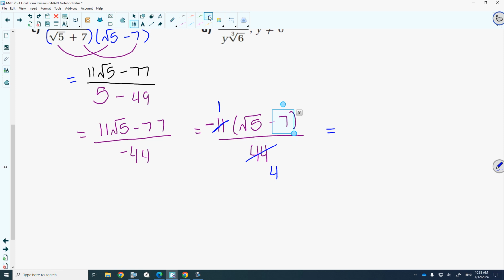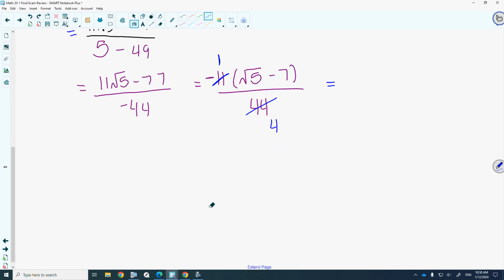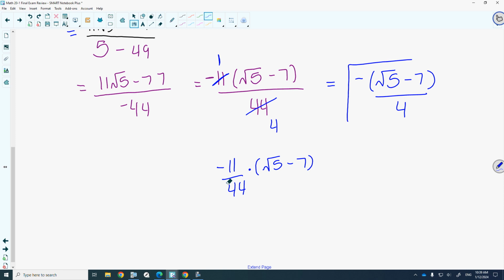Okay, I'm going to show you the example of when that's the case. Right now, I'm just dealing with this. I'll show you the example of exactly what you're talking about. But here's the reason why. This could be rewritten as negative 11 over 44 times this. Yes, it's its own monomial. I could reduce this. Okay, I'll show you the other example after. So this gives me negative root 5 minus 7 over 4 as a final answer, which is very different from what we had up here.